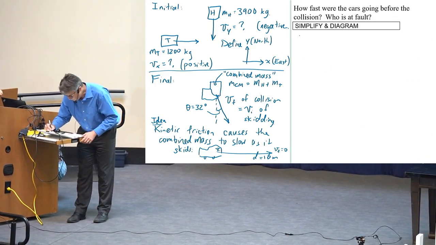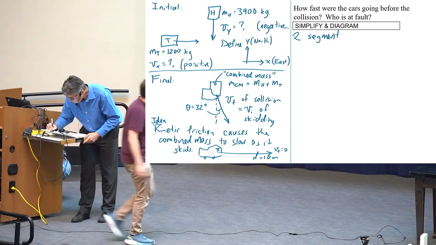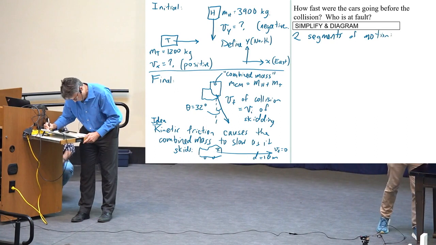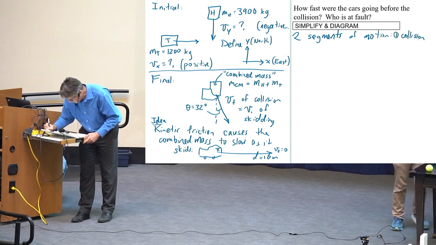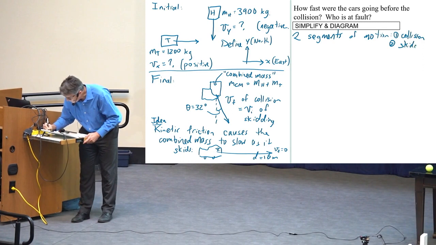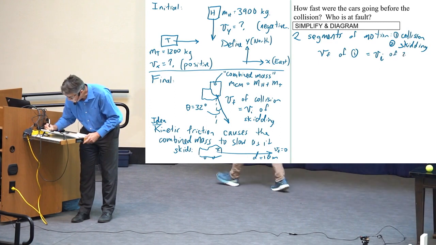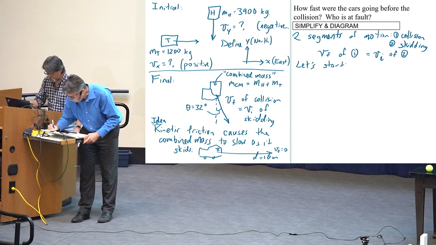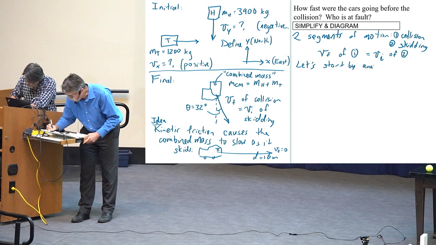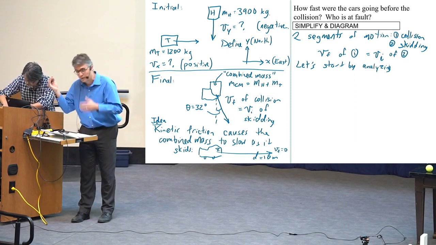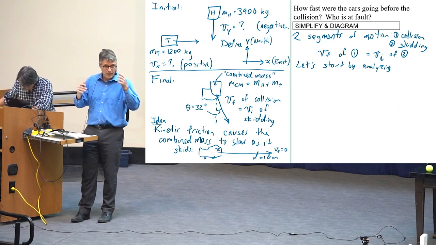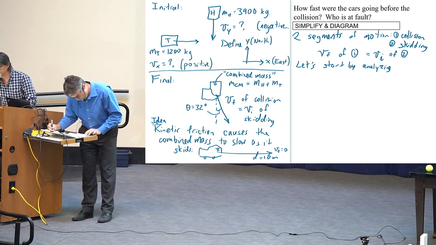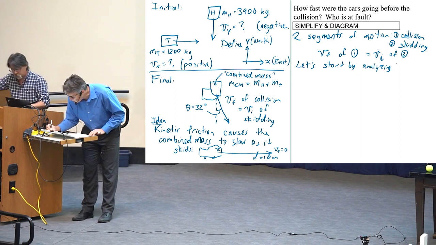So there's two segments of motion. One is the collision, and 2 is the skidding. So V final of 1 equals V initial of 2. So let's start, actually I'm going to start from the end. Let's start by analyzing segment 2. Because we're going to find that V initial just from kinematics, and then we can plug that in and try to figure out what we can about the initial speeds, kind of working backwards. Segment 2.